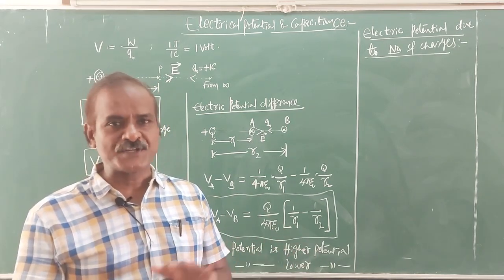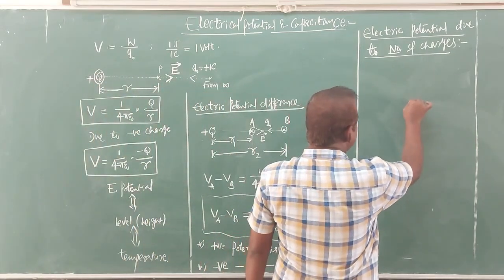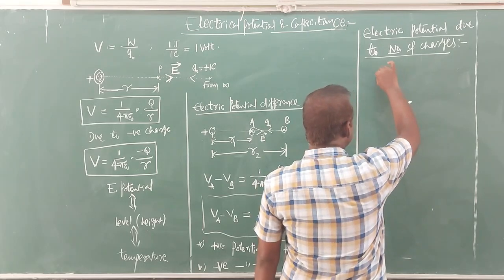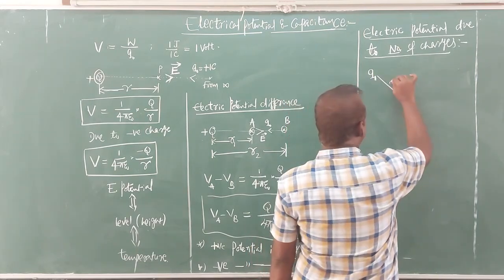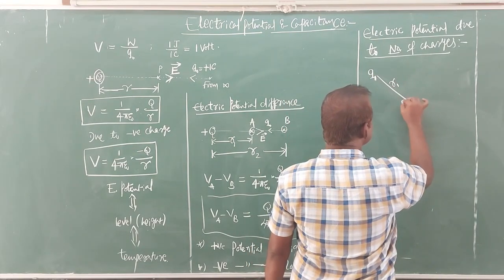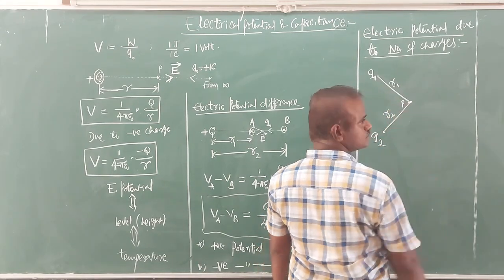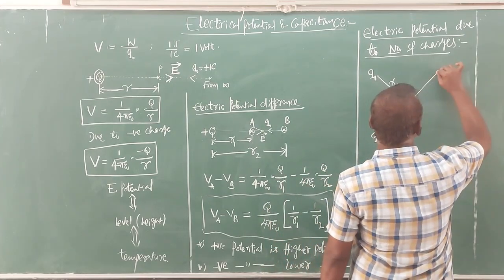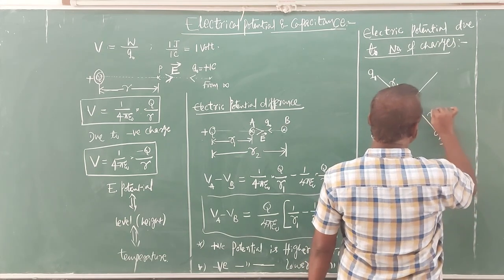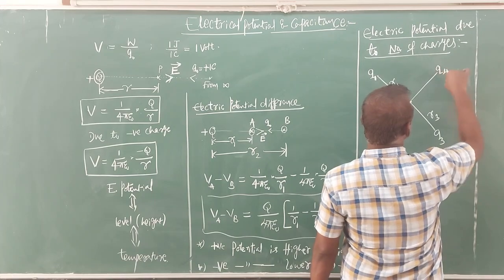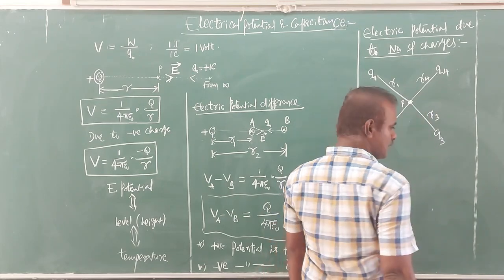Rather we can say superposition principle we are applying. Well, let us consider an arrangement. Here is a point P, assume a point P. There is one charge here, say Q1 I take, distance R1, this is point P, remember. There is another charge here, Q2, distance R2, another charge Q3, distance R3, Q4, distance R4, and so on. And we would like to find the potential at this point P.